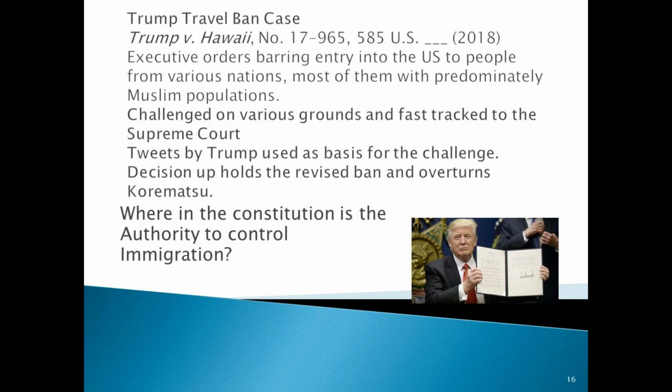So the question for you in the panel is, why would the framers of the Constitution have left the issue of who controls immigration out?